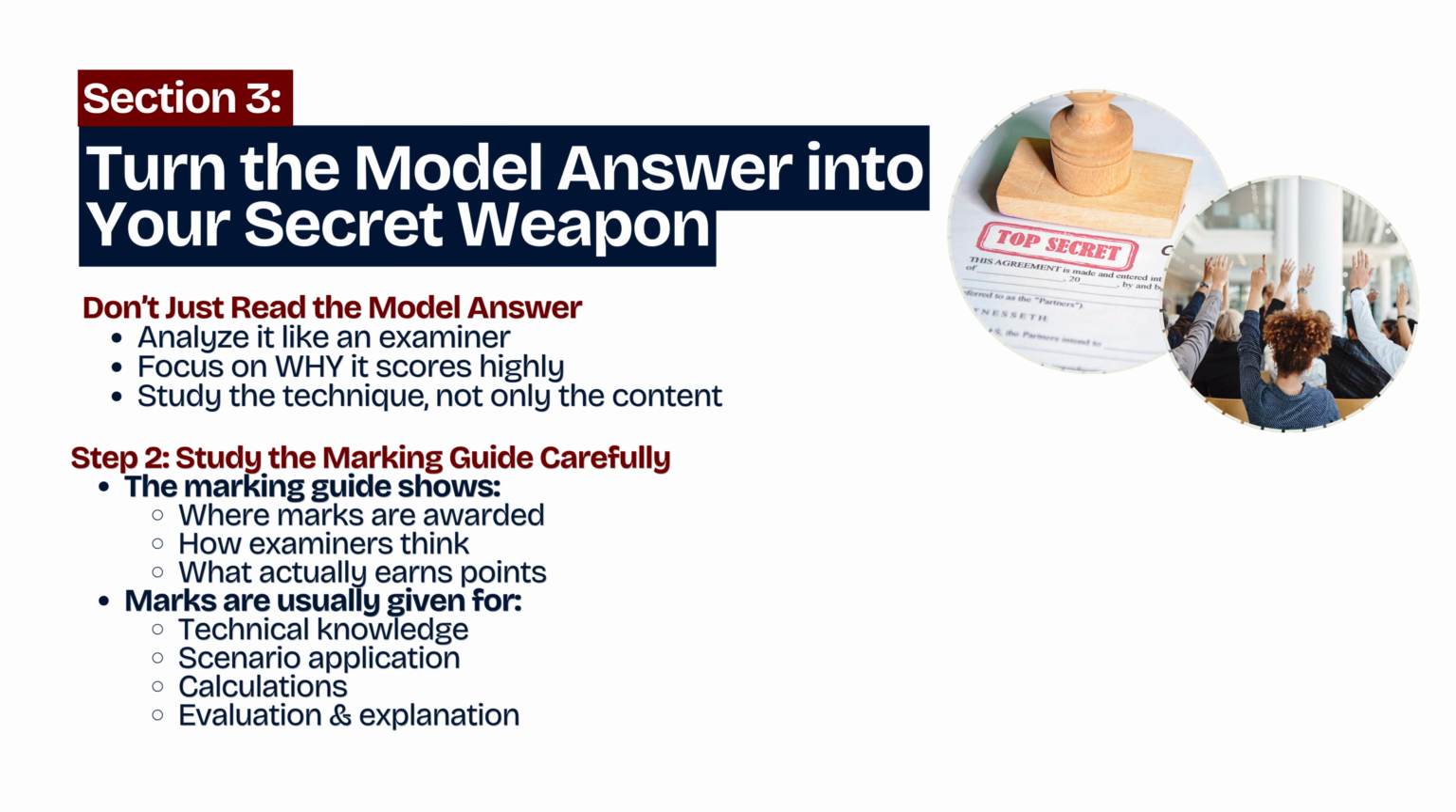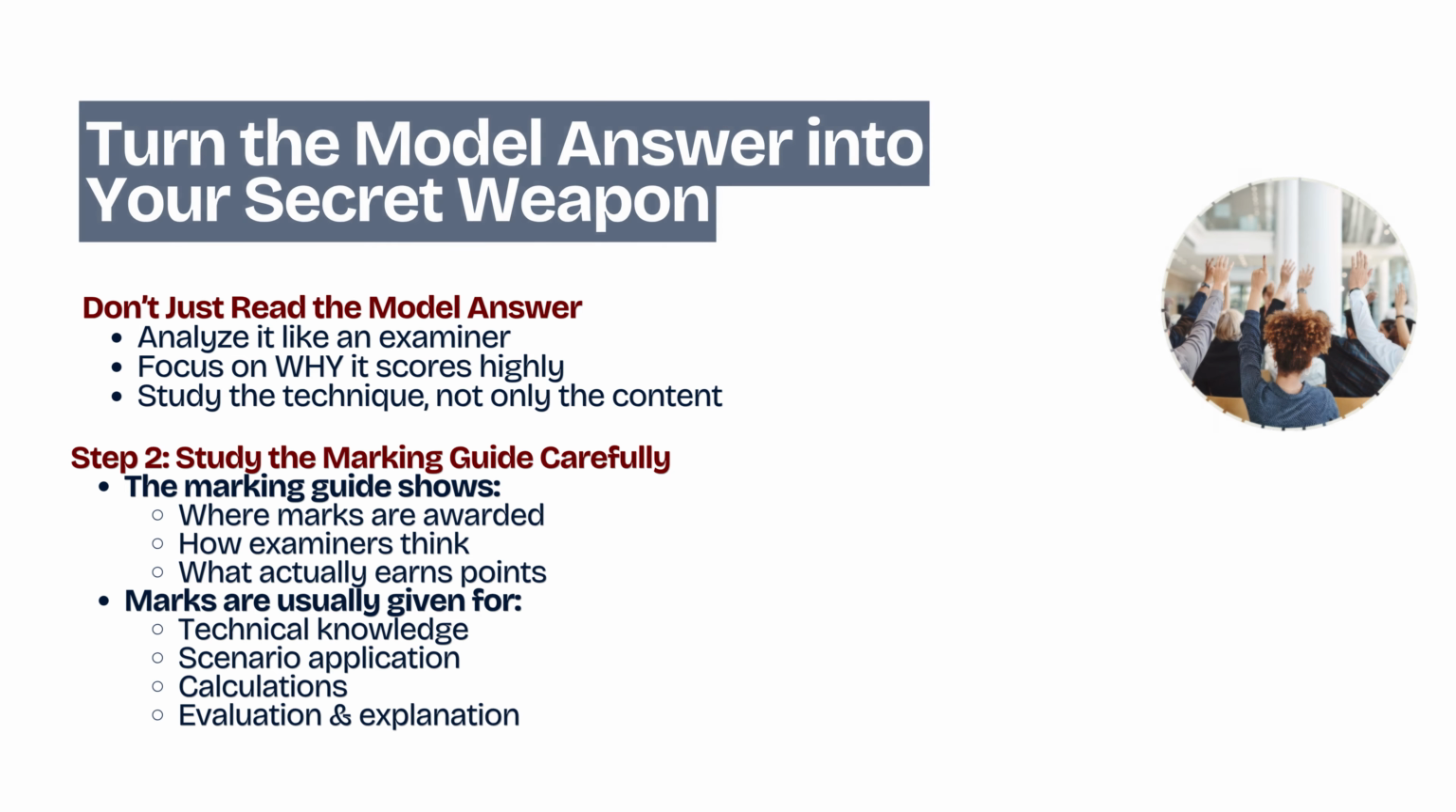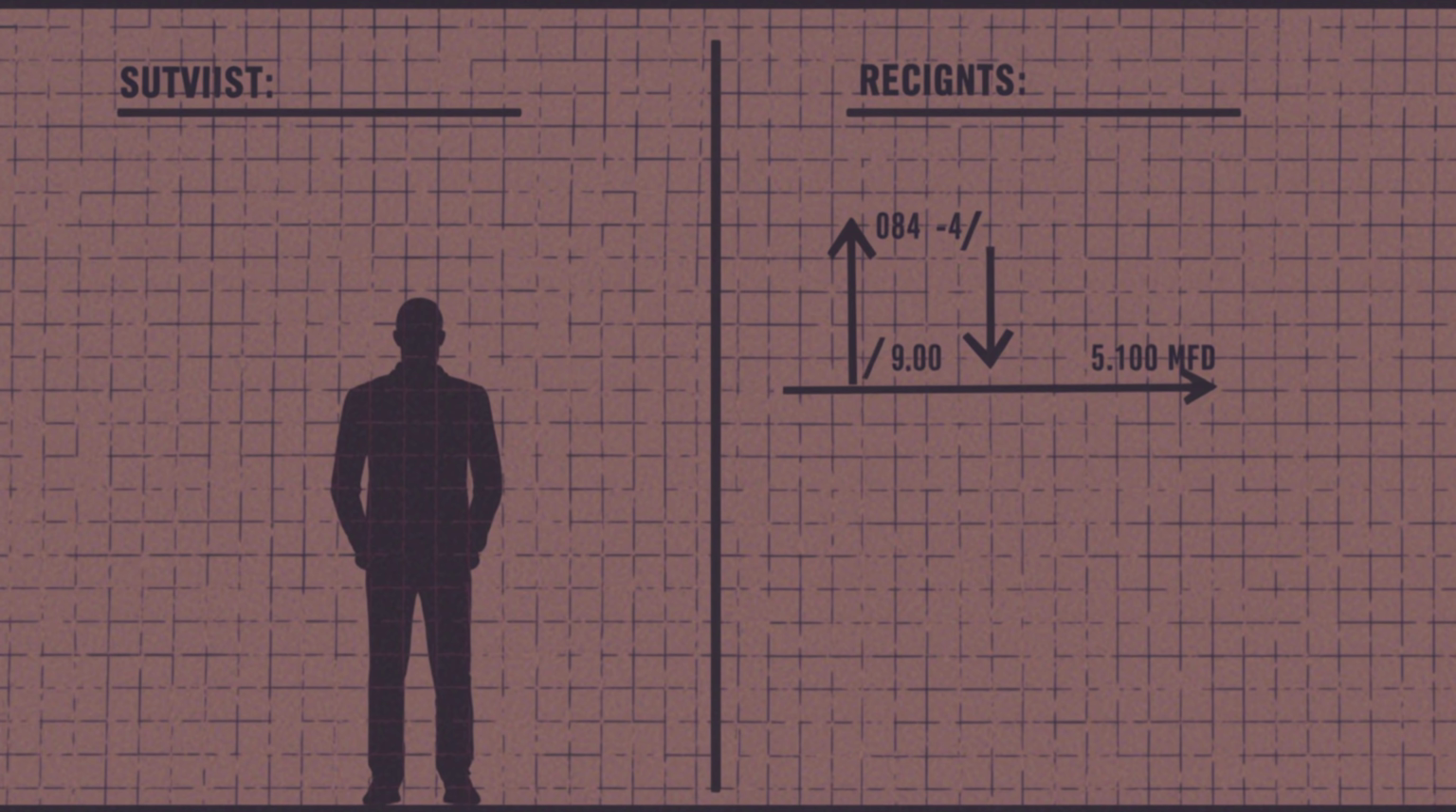Second, use the marking guide to understand exactly what earns points. Toggle from the sample answer to the marking guidelines. This document is the examiner's Bible. It breaks down precisely where marks are awarded for specific technical knowledge, for application to the scenario, for calculations, and for evaluative comments. This is how you learn that just dropping a keyword isn't enough. You need to explain the point in enough depth. The marking guide reveals the difference between a pass and a fail, often showing that 2 well-developed points are worth more than 5 superficial ones.